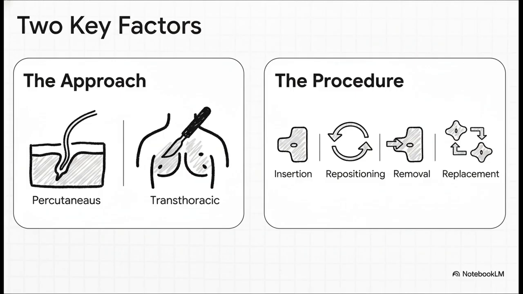First, what was the approach? We just talked about it. Was it percutaneous or transthoracic? And second, what was the procedure? Are we looking at an initial insertion, a little repositioning, a removal, or a total replacement? Your answers here will point you to the right family of codes every single time.